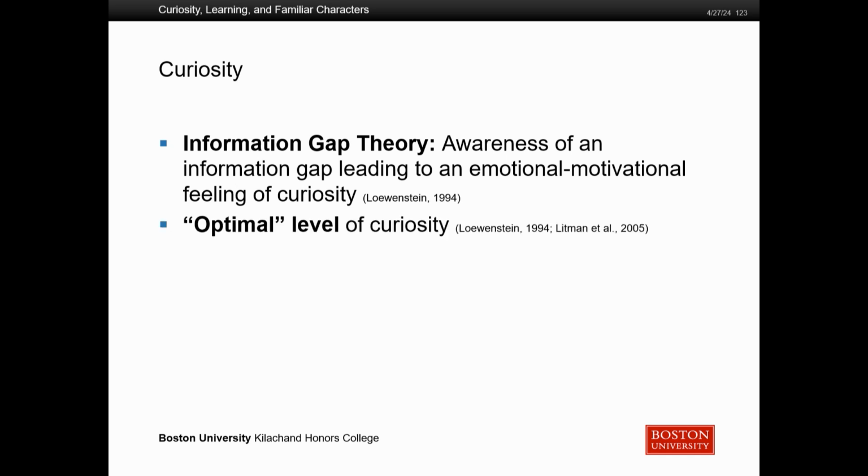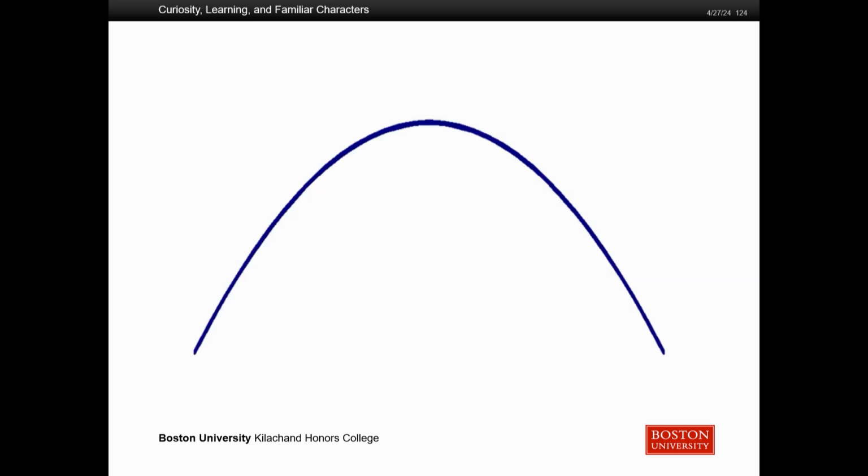I'm also going to be using the optimal level of curiosity, which relates back to the information gap theory. So the easiest way to explain the optimal level of curiosity is with a U-shaped curve. If you're at this end of the curve right here, this is where the information gap is largest, so you might not experience enough motivation to fill that gap and seek out more knowledge.